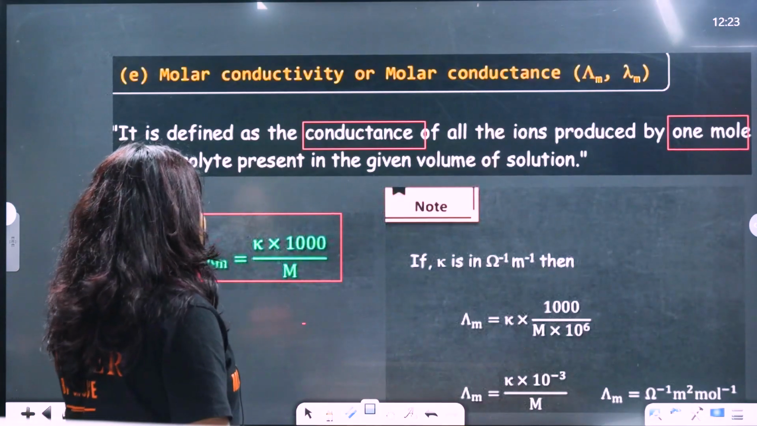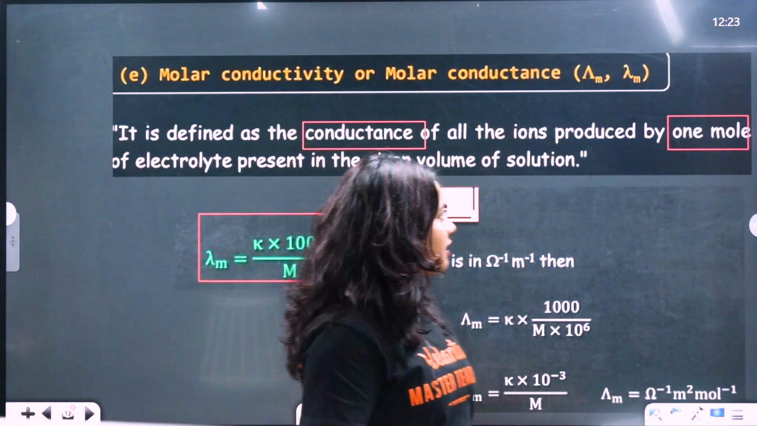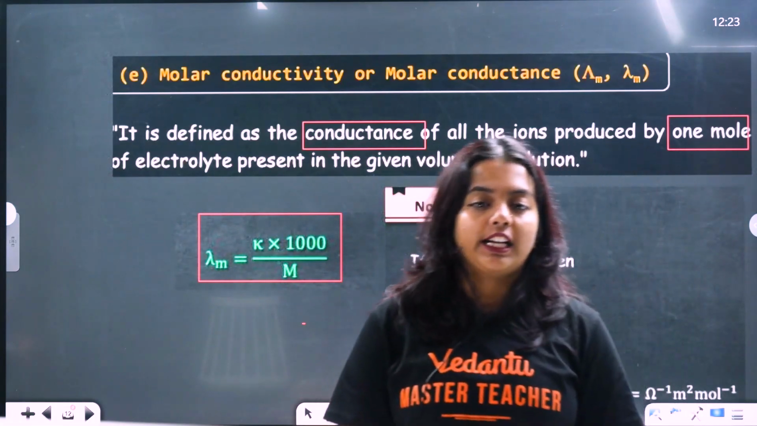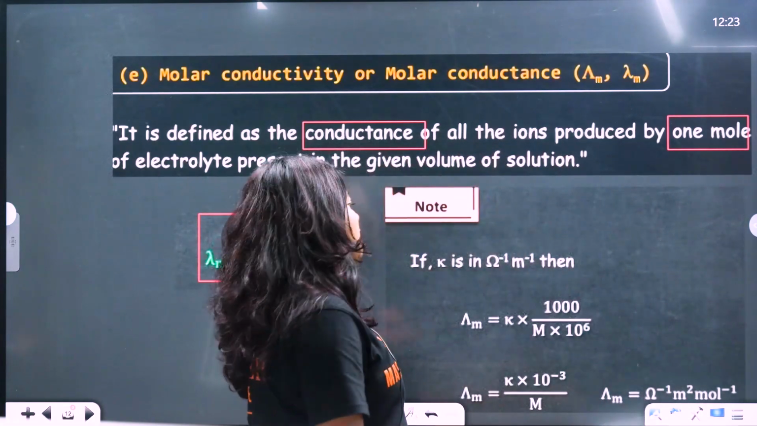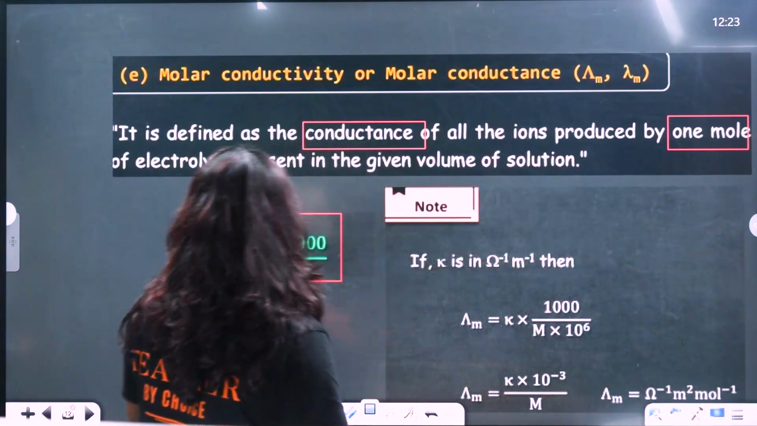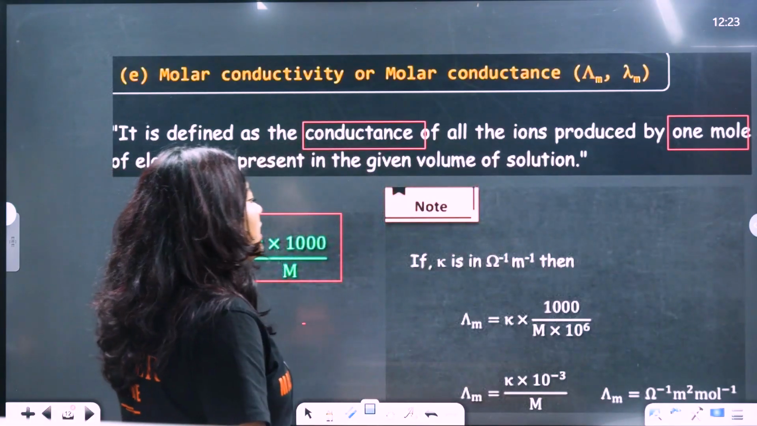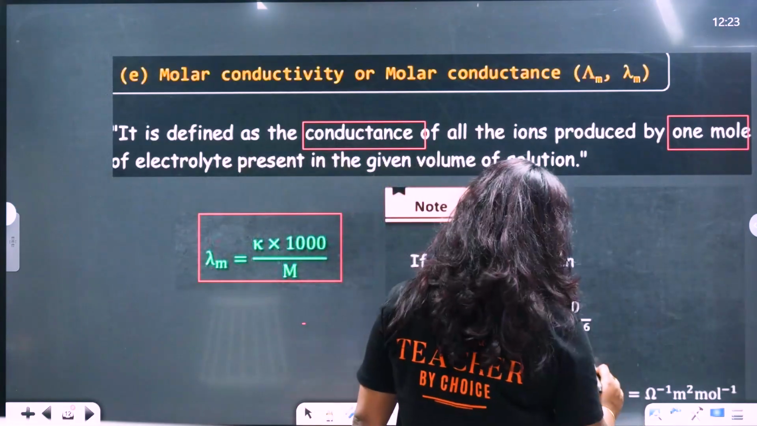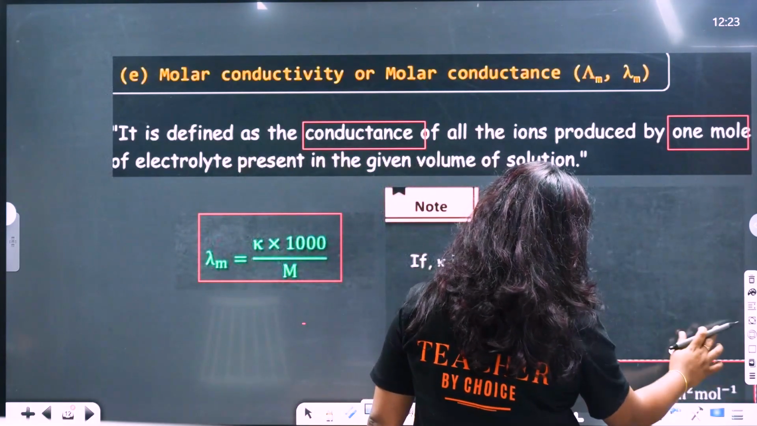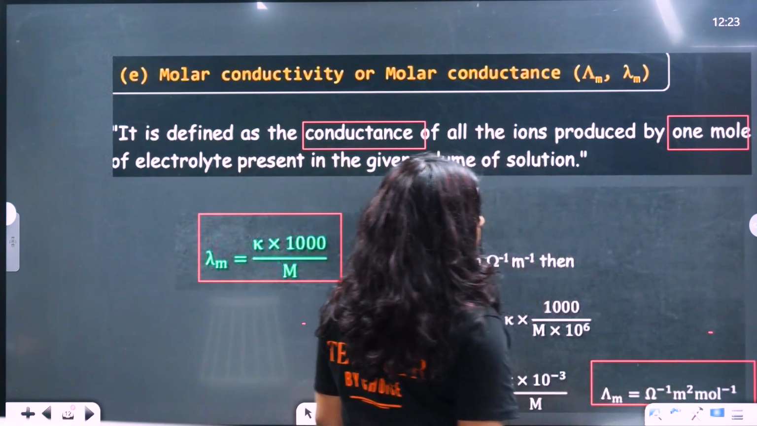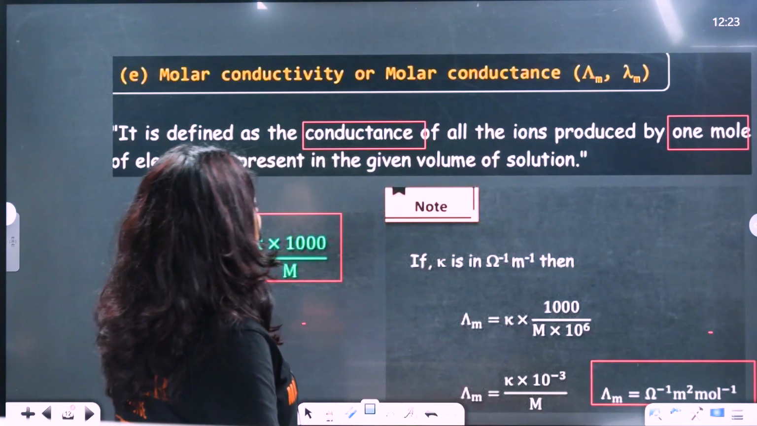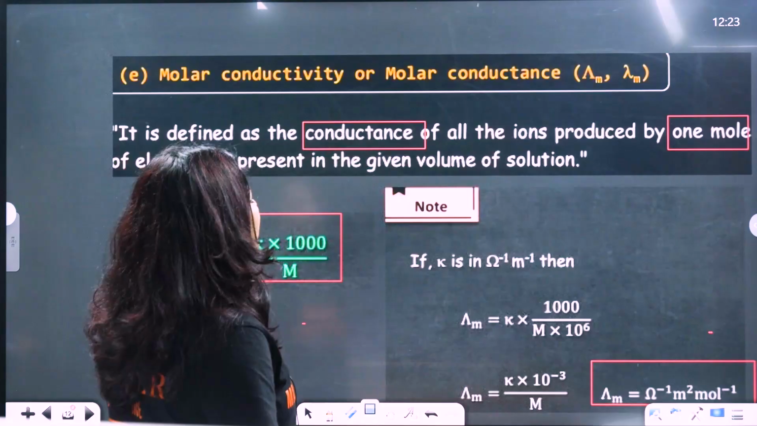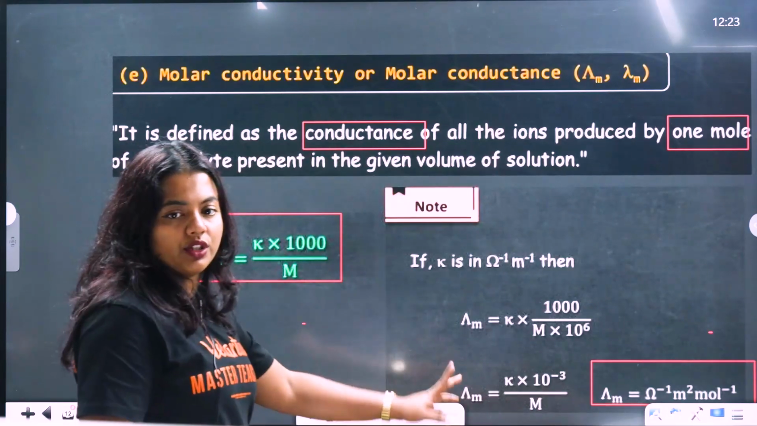So the conductance produced by the ions in 1 mole in a given solution of electrolyte is the molar conductivity, and it is equal to the conductivity into 1000 by M. They have given an equation for this. The unit is coulomb inverse meter square mole inverse. Okay, mole raised to minus 1, coulomb raised to minus 1, meter square mole raised to minus 1. Only that particular unit is required.